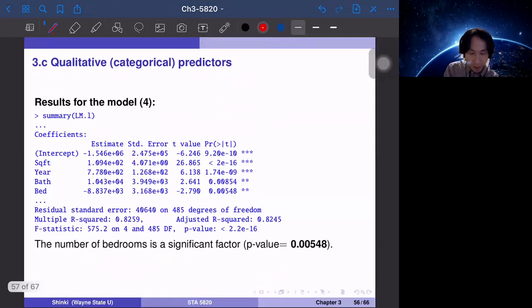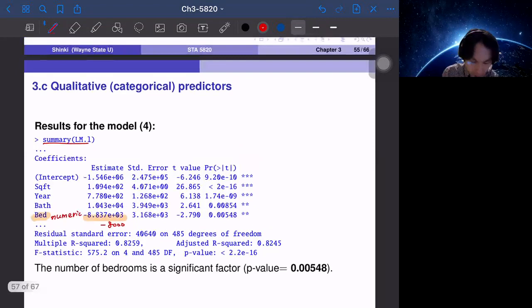Then, okay, this is the result for the first model, the smaller one. And the number of bedrooms is regarded as a numeric variable, or quantitative variable. Then the coefficient is here. So 1 additional bedroom has actually the negative 8, so the negative $8,000 impact. Okay. So why does this have a negative sign? Do you have any explanation on this?